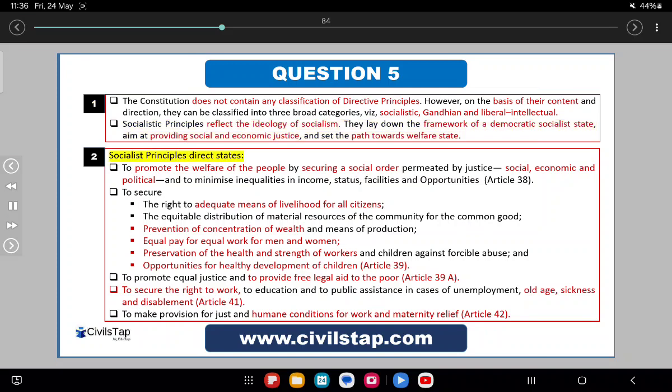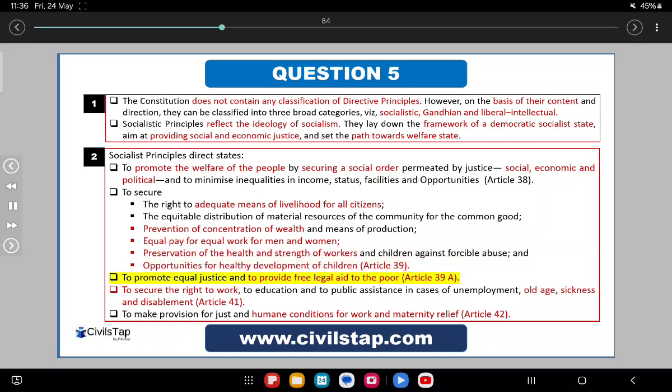1. Socialist principles direct states to promote the welfare of the people by securing a social order permeated by justice, social, economic and political, and to minimize inequalities in income, status, facilities and opportunities. Article 38. To secure the right to adequate means of livelihood for all citizens. The equitable distribution of material resources of the community for the common good. Prevention of concentration of wealth and means of production. Equal pay for equal work for men and women. Preservation of the health and strength of workers and children against forcible abuse and opportunities for healthy development of children.